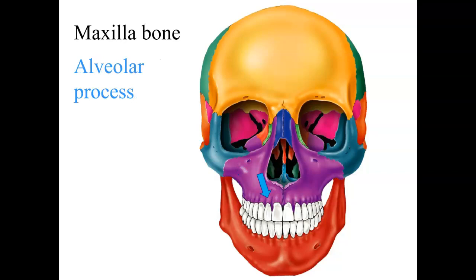Also associated with the maxilla is the alveolar process. These are ridges where your teeth basically fit into the maxilla. On older people, you can really see them very easily, but if you run your finger across the maxilla, you can feel the little ridges where your teeth are sitting inside of the maxilla.